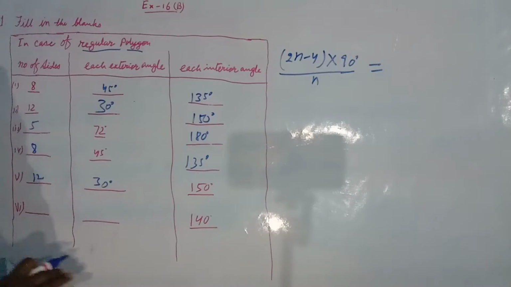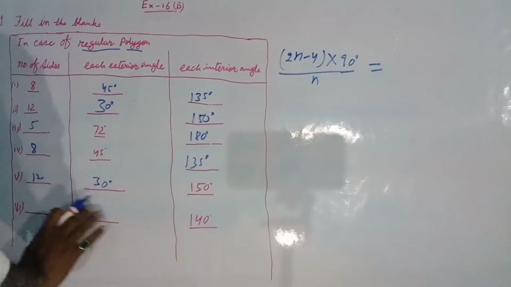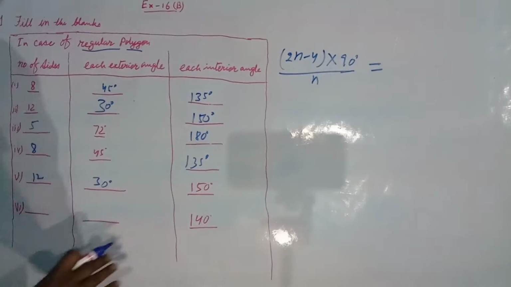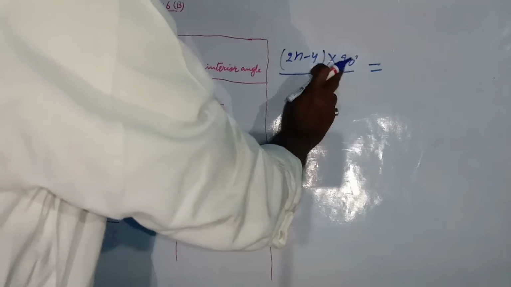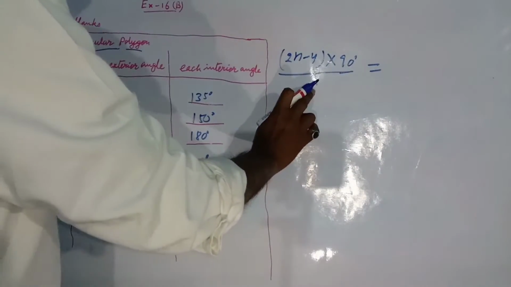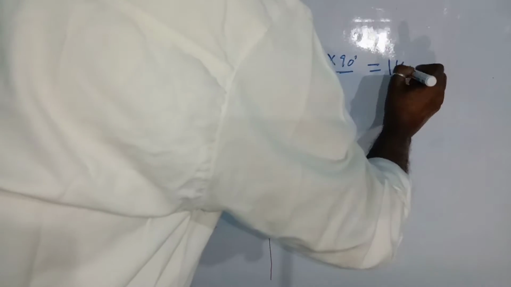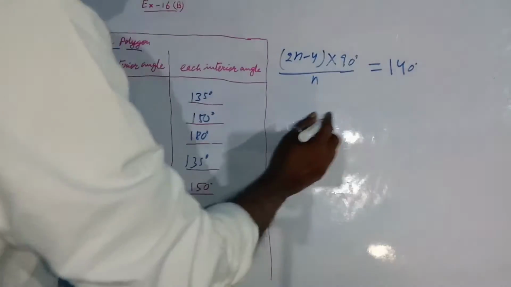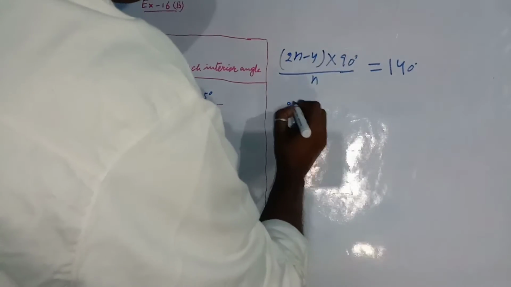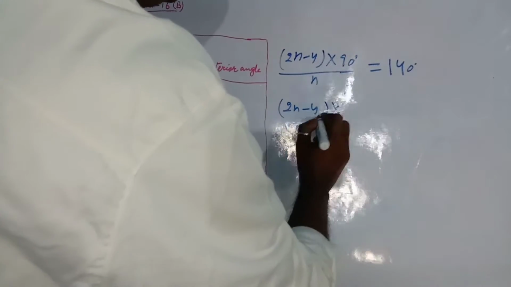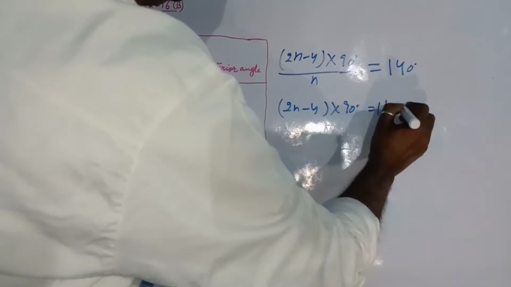Now we have question number 6, and each interior angle is given 140 degree, just like question number 5. And we know that the sum of interior angles is 2n minus 4 into 90 degree. Then we will divide this one by n, the number of sides. Then we will get 140 degree, that is each interior angle. Now we will solve like what we have done in question number 5. 2n minus 4 into 90 degree equals to 140.